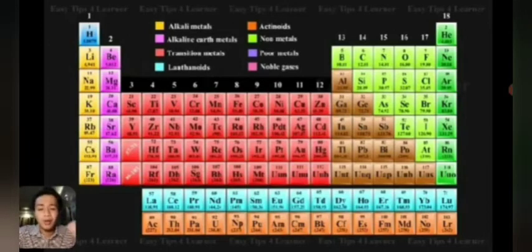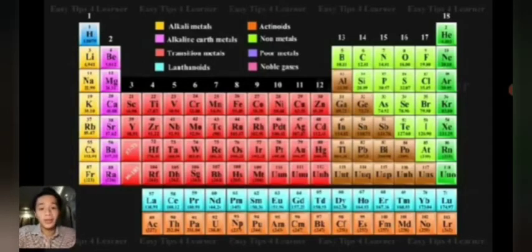The boron family, or group 3A, the carbon family, group 4A, the nitrogen family, group 5A, the oxygen family, 6A, and the halogen family, or group 7A, as well as the noble gases, all belong to the P block elements. So those are the examples of P block elements.